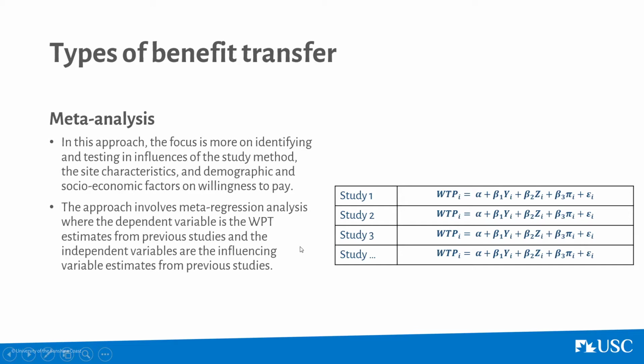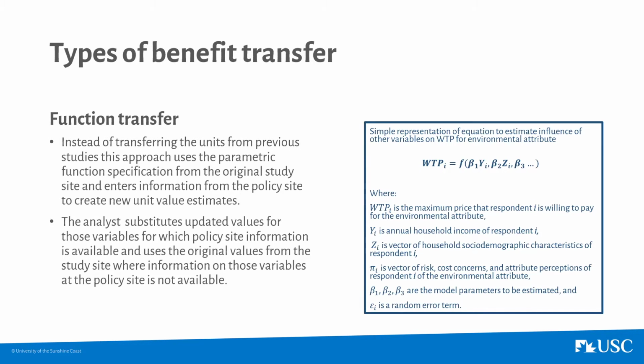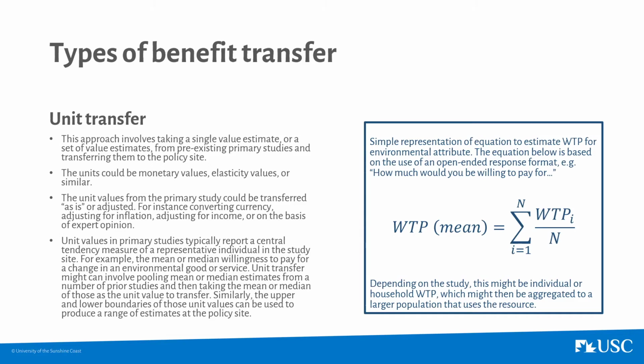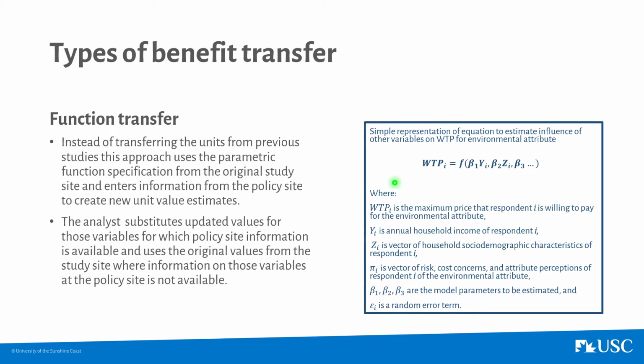Okay, the final type of benefit transfer is what's called meta-analysis. So these first two, the function transfer and the unit transfer, what they're giving us is this willingness to pay. So we're going to get some kind of dollar value or something similar, that unit value. Maybe again, it's the dollar increase in house price for being close to a neighborhood park, whatever. So we're getting that unit value.